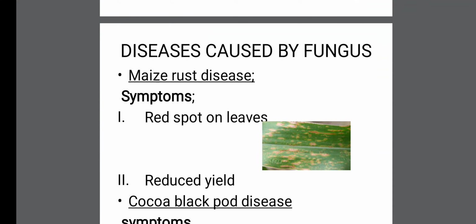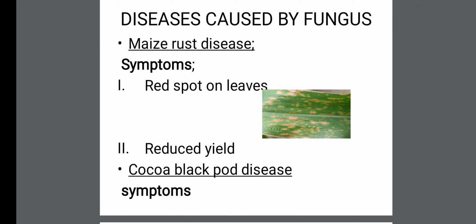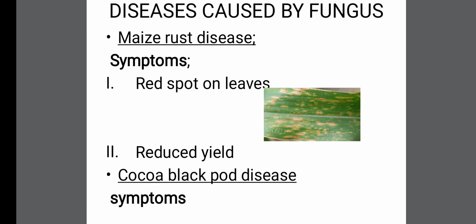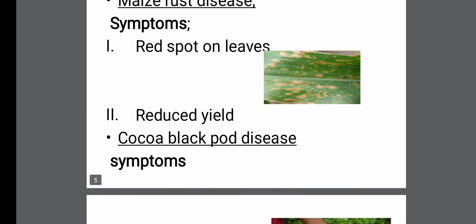Disease caused by fungus: maize rust disease. The symptom is when the maize leaf is having a red spot on the surface. Most of you might have experienced this one way or the other. Another symptom or effect is that it causes reduction in the yield of the maize plants.